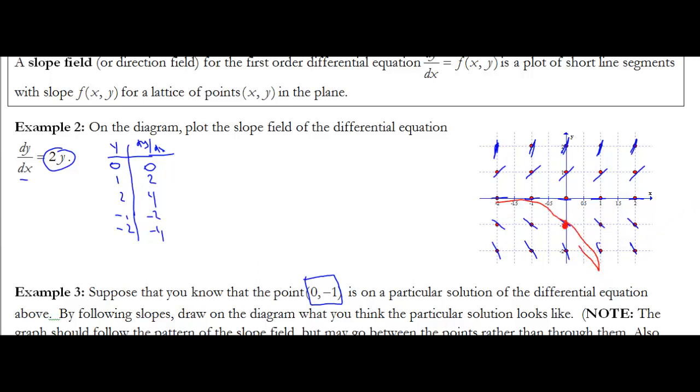Alright, actually, let me redraw that again. So this is basically what the graph is going to look like. It's going to follow these lines. There we go. So that's basically what the graph is going to look like. And the cool thing here is you can actually graph these on your TI-Nspire calculator, and I'm going to show you how to do that now.